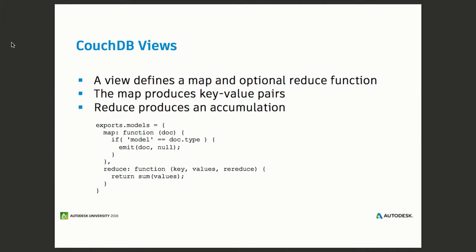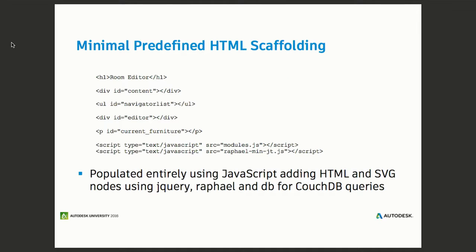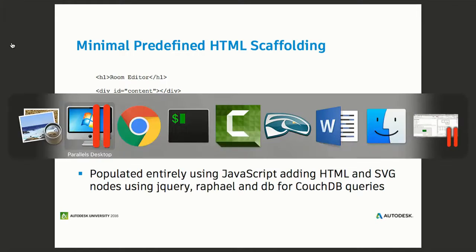Then there's this views that I mentioned, map and reduce. I only use map. And then I define the views. As said, I have to have some kind of method when I click on a model to find all the levels it owns, when I click on a level to find all the rooms, when I click on a room, find all its furniture instances, and display that information. So that's what I do with those views. And all of this is implemented in JavaScript and populates this HTML scaffolding. So that is the entire HTML, I think, that I use to generate this web page.